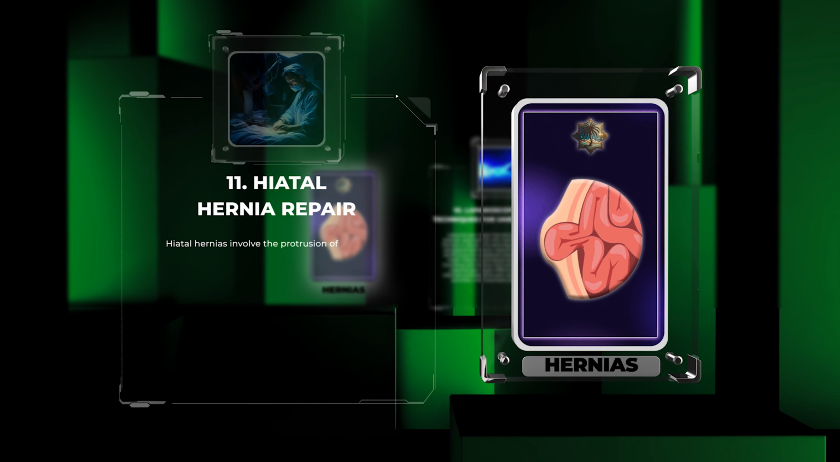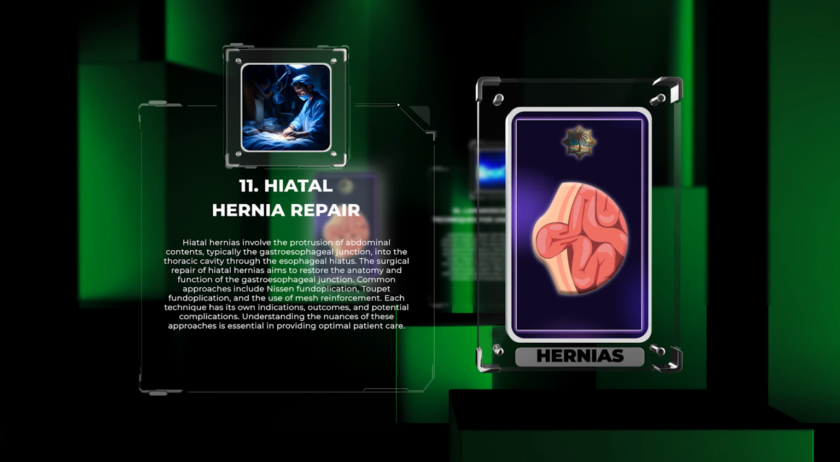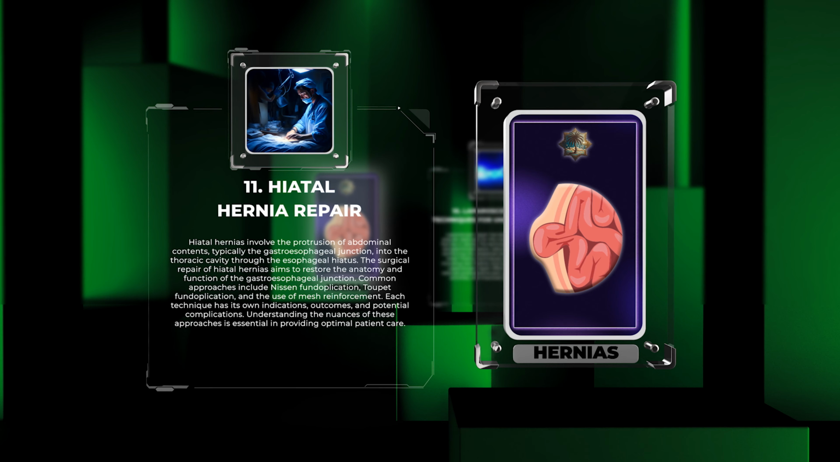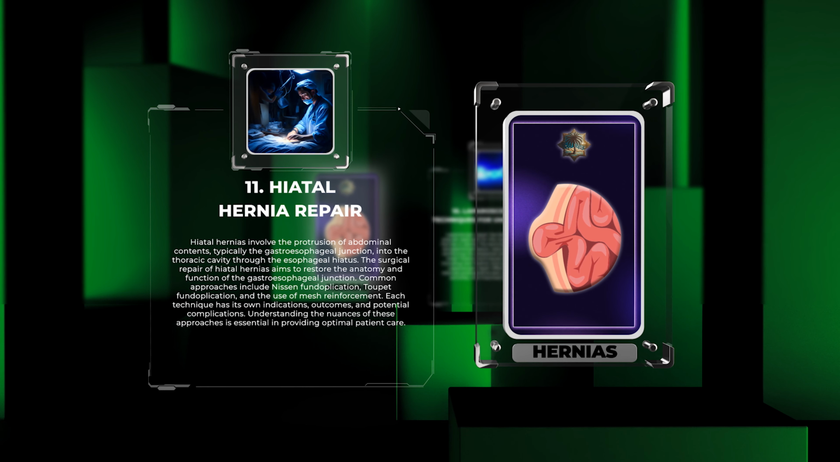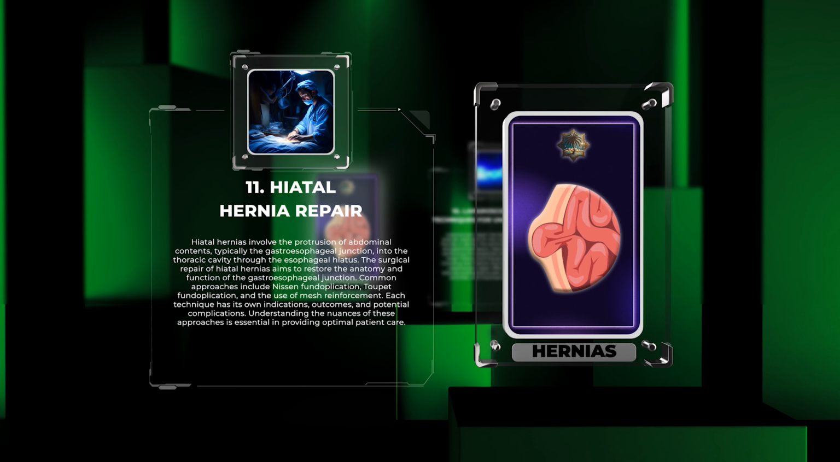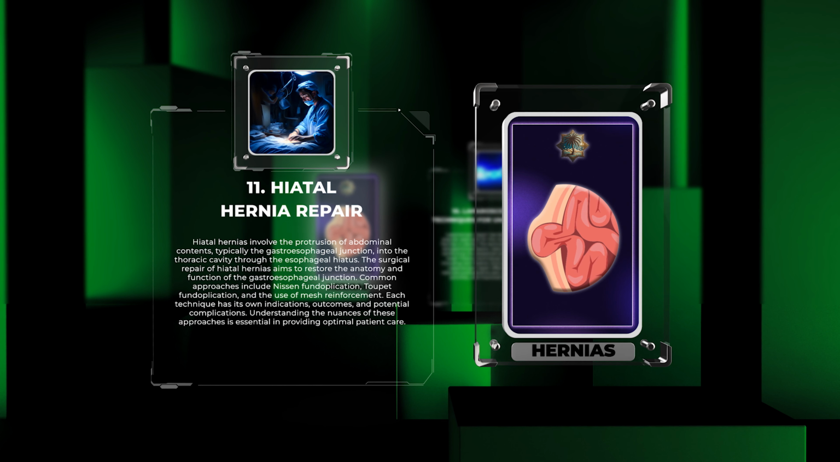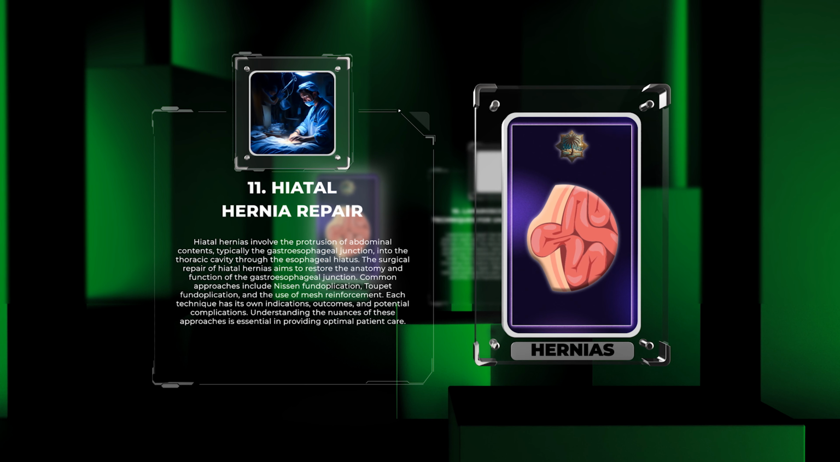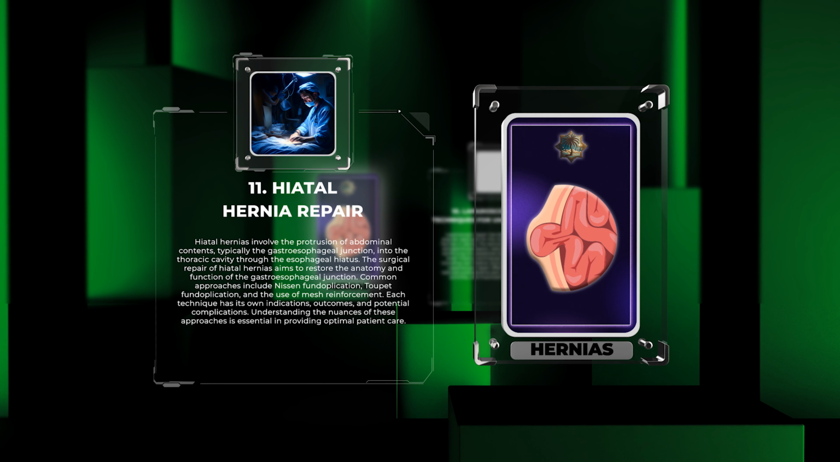Hiatal hernias involve the protrusion of abdominal contents, typically the gastroesophageal junction, into the thoracic cavity through the esophageal hiatus. The surgical repair of hiatal hernias aims to restore the anatomy and function of the gastroesophageal junction. Common approaches include Nissen fundoplication, Toupet fundoplication, and the use of mesh reinforcement. Each technique has its own indications, outcomes, and potential complications. Understanding the nuances of these approaches is essential in providing optimal patient care.